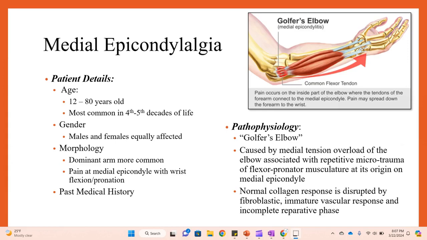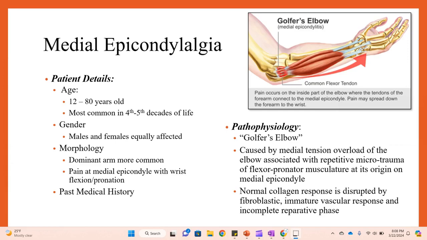In terms of gender, there's really not a difference. Males and females seem to be affected equally. And then morphology, again, the dominant arm is more common. There's going to be pain at the medial epicondyle with wrist flexion, pronation, and ulnar deviation, and those are the opposite, of course, of lateral epicondylalgia. So try to bucket these and understand which muscles do which and where they attach, because in medial epicondylalgia, everything that attaches to the medial epicondyle is going to be your wrist flexors and your pronators, whereas on the lateral side it's going to be your extensors and your supinators.